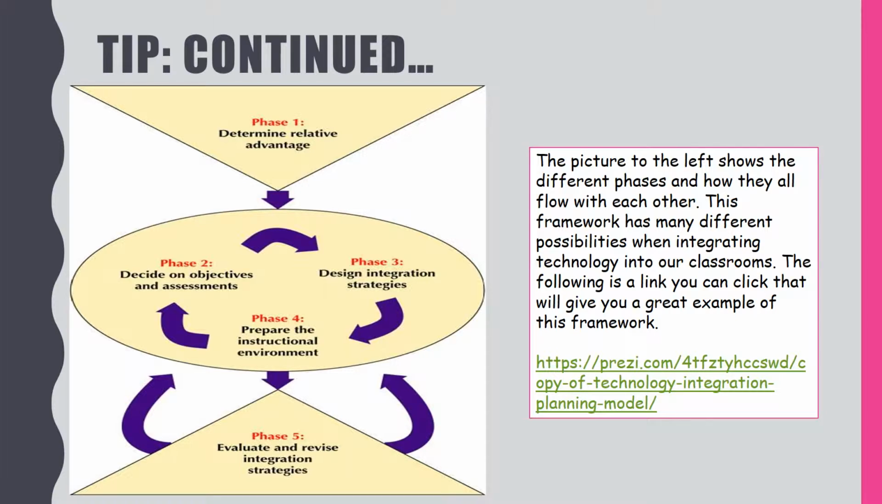Here on the left, we have a model or a picture of the TIP. Phase 1, of course, is determine your relative advantage, and then on the second, where the little oval is, it shows you how each of those flow from one phase to the next and how they are intertwined with each other and how they move on to the next phase. There is a link that I have provided, and it also takes you to a different model, which helped me understand this framework a lot better.